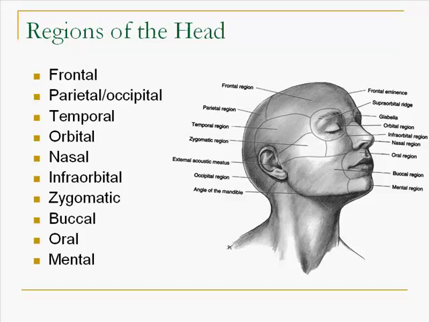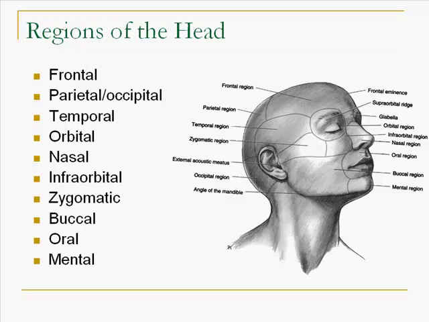Regions of the head. Now these regions of the head really coincide with the names of bones, which we will be getting into. So the frontal region is your forehead. Parietal and occipital is the sides of your head. Temporal, think of where your temple is. Orbital is your eye. When you think of supraorbital, you think of the top part. Infraorbital would be below.